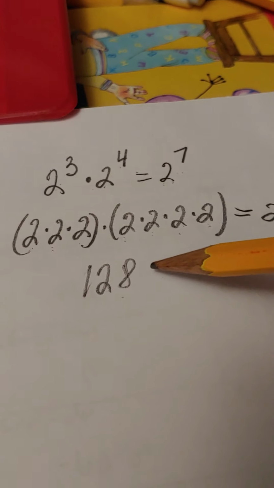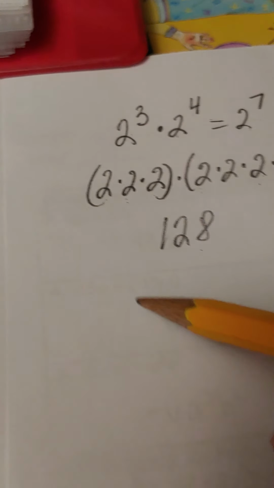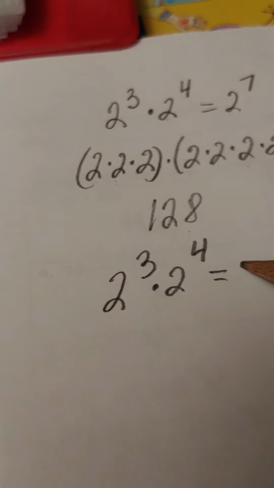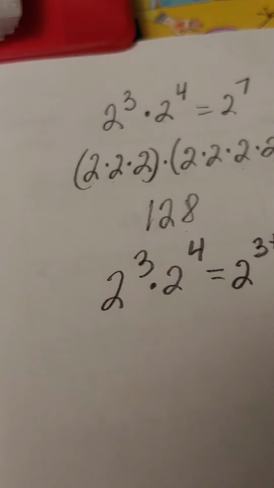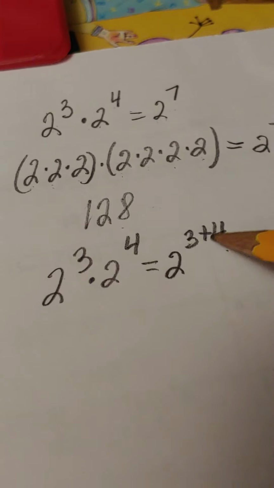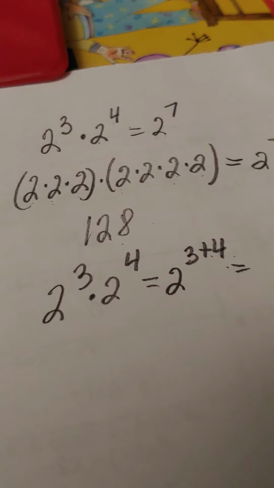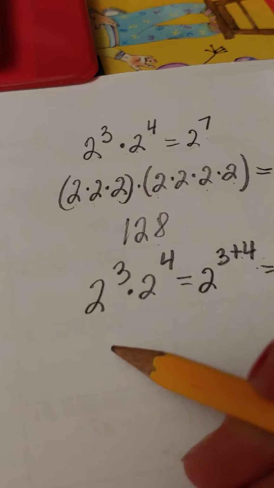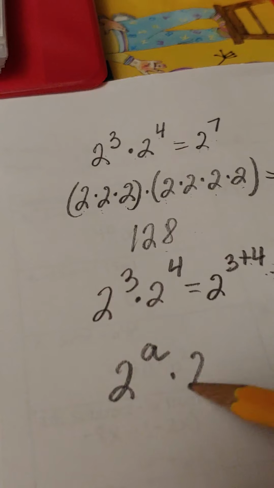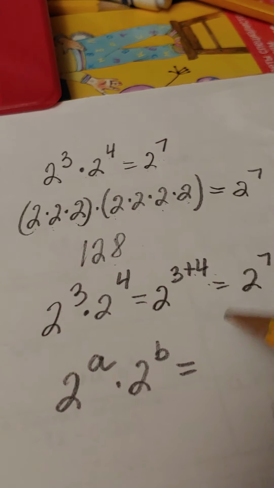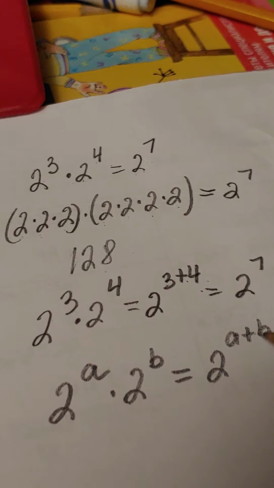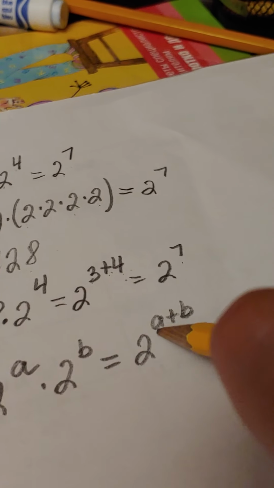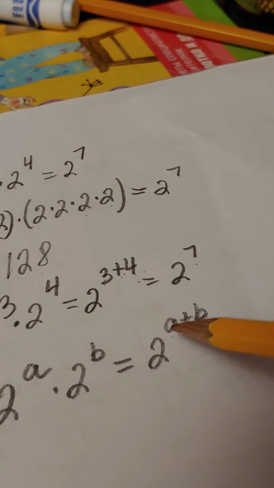This is the product rule. So really, when we multiply 2 to the third power times 2 to the fourth power, we have to add the exponents together. So it's actually 3 plus 4, and then it equals 7, 2 to the 7th power. So if we had 2 to the power a times 2 to the power b, the answer would be 2 to the power a plus b. It was easy to add 3 and 4 together and we got 7. Here we cannot add a and b together, so we just leave it like this.